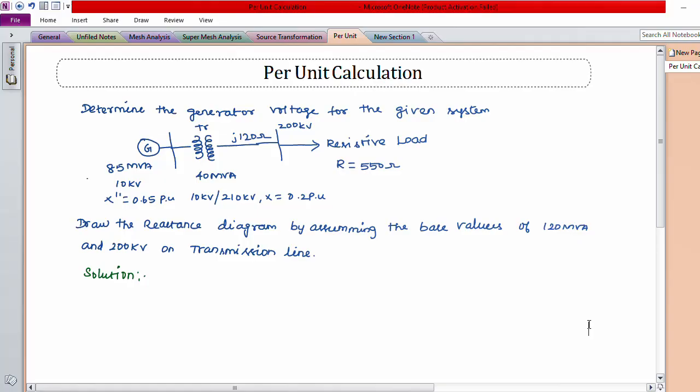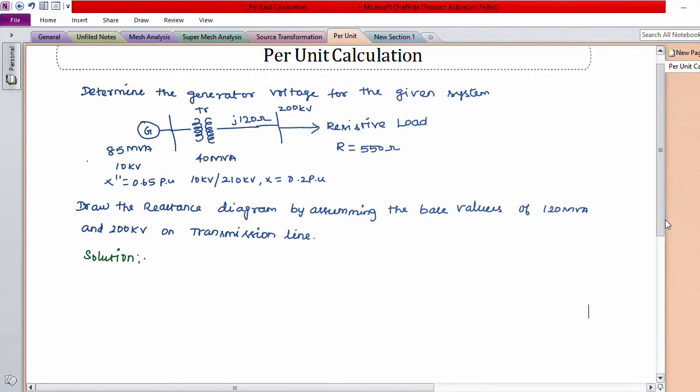For this given system, we have to draw the reactance diagram by assuming the base values of 120 MVA and 200 kilovolt on the transmission line. So in this system, they are asking us to take the base values on the transmission side. So now we have to find the reactance of each and every component to draw the reactance diagram. Now let us find the reactance of the transmission line because they are asking us to take the base values on the transmission side.